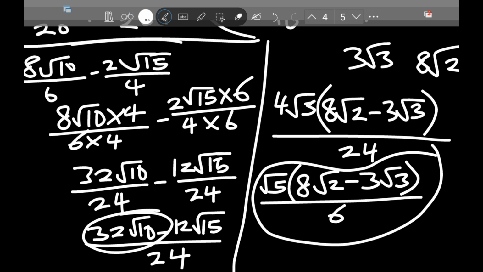This is the question here. So this is our answer here. So the answer is root 5 bracket 8 root 2 minus 3 root 3. So that is how we add or subtract surds.